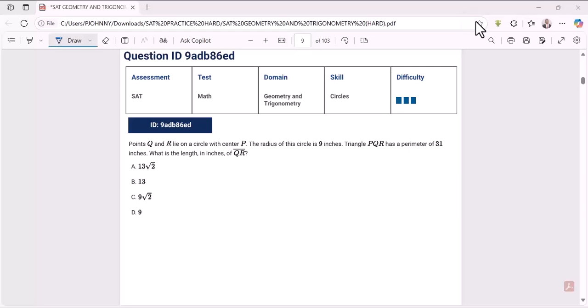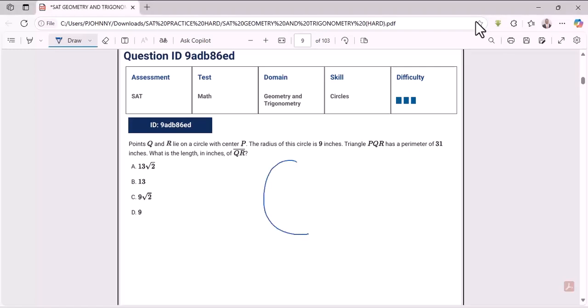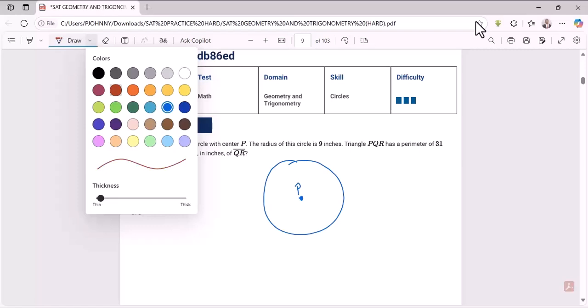Okay, so in this question, we said we have that points Q and R lie on a circle with center P. So here we have a circle with center P. Then Q and R lie on the circle, and the radius is 9 inches. So the radius of this is 9 inches. Triangle PQR has a perimeter of 31. What's the length of QR in inches? So the QR lie on the circle.